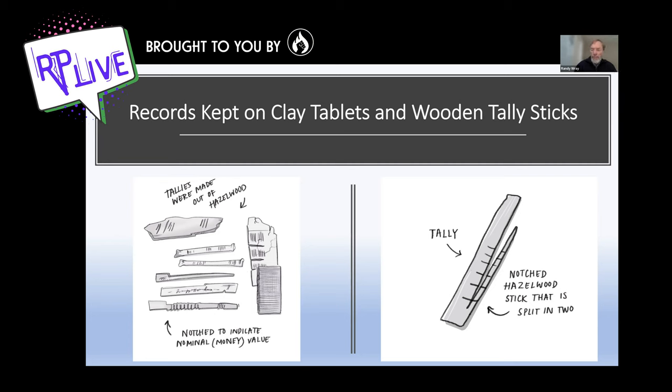And what they would do is notch across the stick and then split it in two so that you had a stock and a stub. So you have a record that can be matched to make sure you have not counterfeited by putting more notches on the stick. And then finally, the thicker notches were called scores, which we still use today as in a baseball score, which I'll come back to. We also have the term raise a tally when the king wants to spend, which I'll come back to.